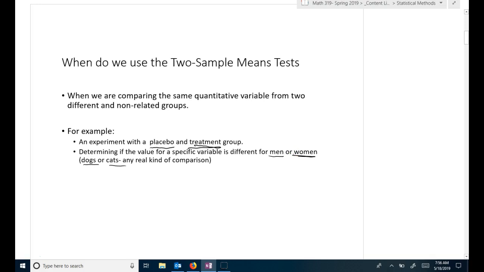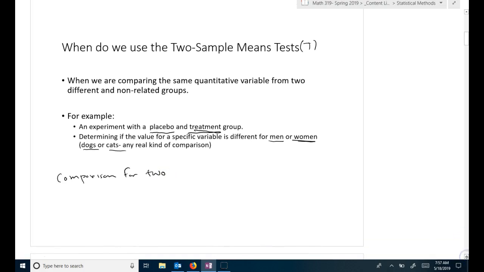So one of the key things about the Two-Sample means test, in this case our t-test, is that it's going to be a comparison between two groups, two and only two. We'll have a different one for doing more than two groups. That's going to be the ANOVA. Secondly, what we need to get here is that it's a quantitative variable. All these are quantitative tests, but a quantitative variable is one that can be measured.